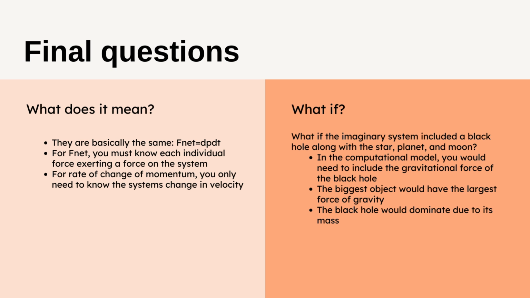Fnet equals dp/dt, so these are basically the same thing. For Fnet, you must know each individual force exerting a force on the system. For rate of change of momentum, you only need to know the system's change of velocity. And then what if the imaginary system included a black hole along with the star, planet, and moon? In the computational model, you would need to include the gravitational force of the black hole. The biggest object would have the largest force of gravity, so this basically just means that the black hole would dominate the system due to its mass.